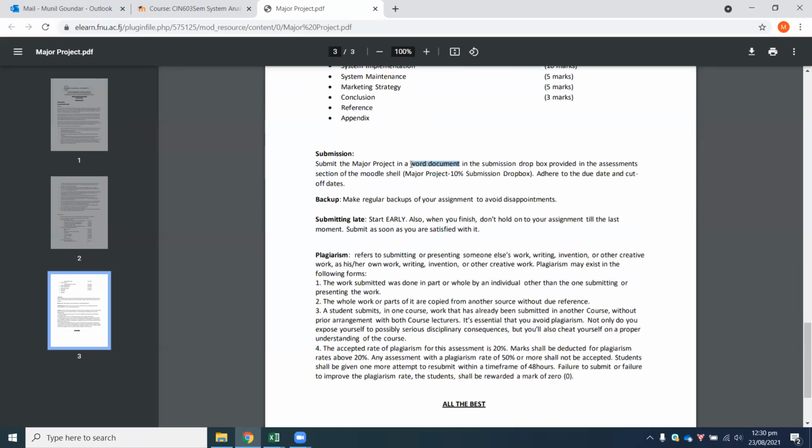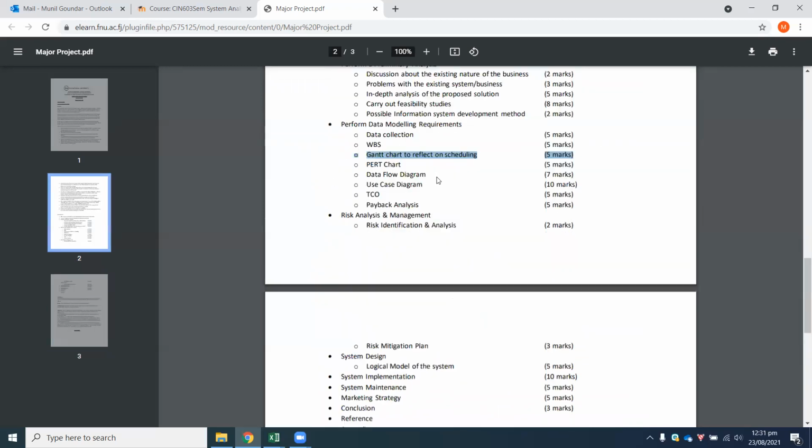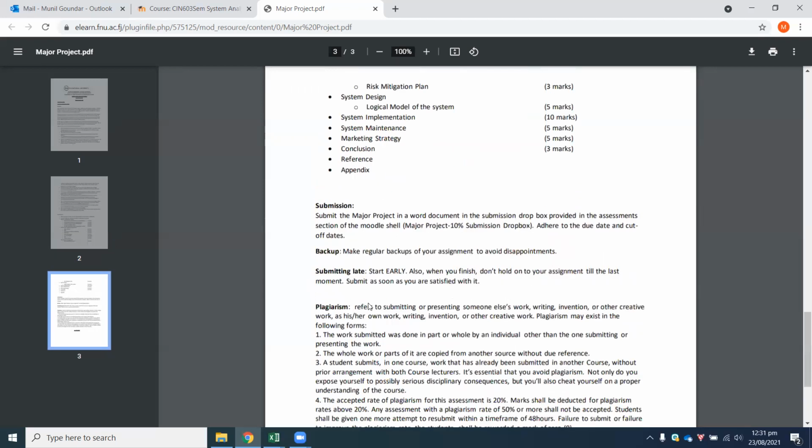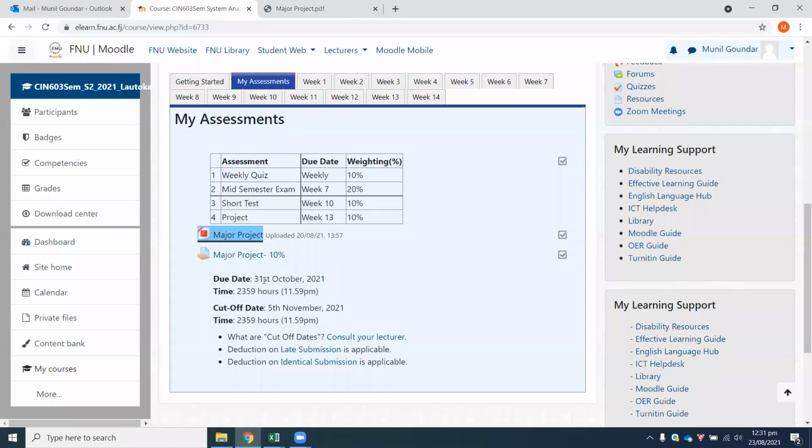Please ensure it is submitted in a Word document. So you'll have a lot of graphs and a lot of charts. For example, a Gantt chart, you will be working in Microsoft Excel. Same thing with a pie chart as well. So you'll have to copy and paste, or you can make a snapshot of it and then paste it in the Word document. Okay. So in the submission box, this is the submission box here, major project 10%.